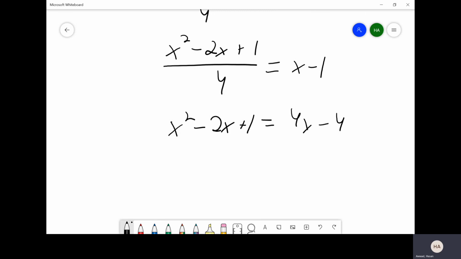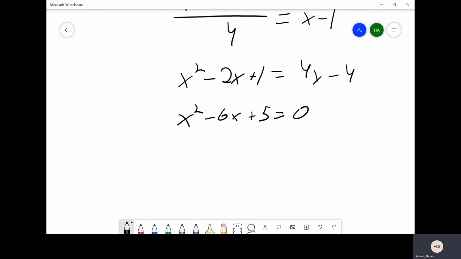So minus 4x from both sides, we get x squared minus 6x, right? We have a negative 2x. Subtracting 4x from it is a negative 6x. And we have a plus 1. We have a negative 4, so we want to add 4 to both sides. So positive 1 plus 4 gives us a positive 5. This is still equal to 0. Okay, almost done, right? We have a quadratic. It's in standard form. Let's try to factor it.